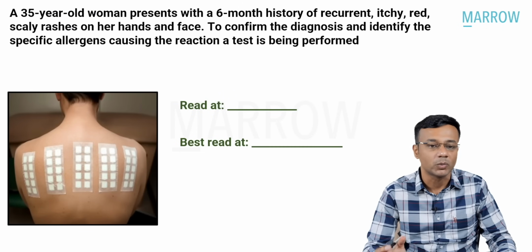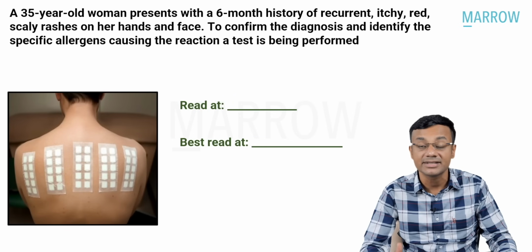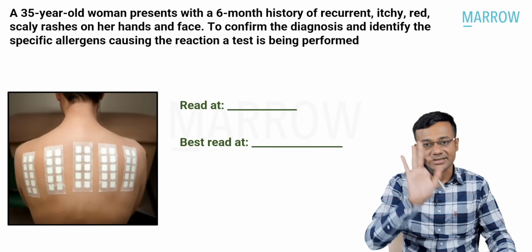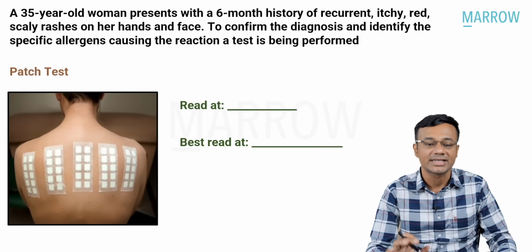Next, we have a 35-year-old woman who's been having recurrent itchy red scaly lesions on the hands and face. In order to confirm the diagnosis and to identify allergens causing the reaction, a test is being performed. So we can see this test here where allergens are applied over the back. What is the name of this test? Yes, it's called as a patch test.